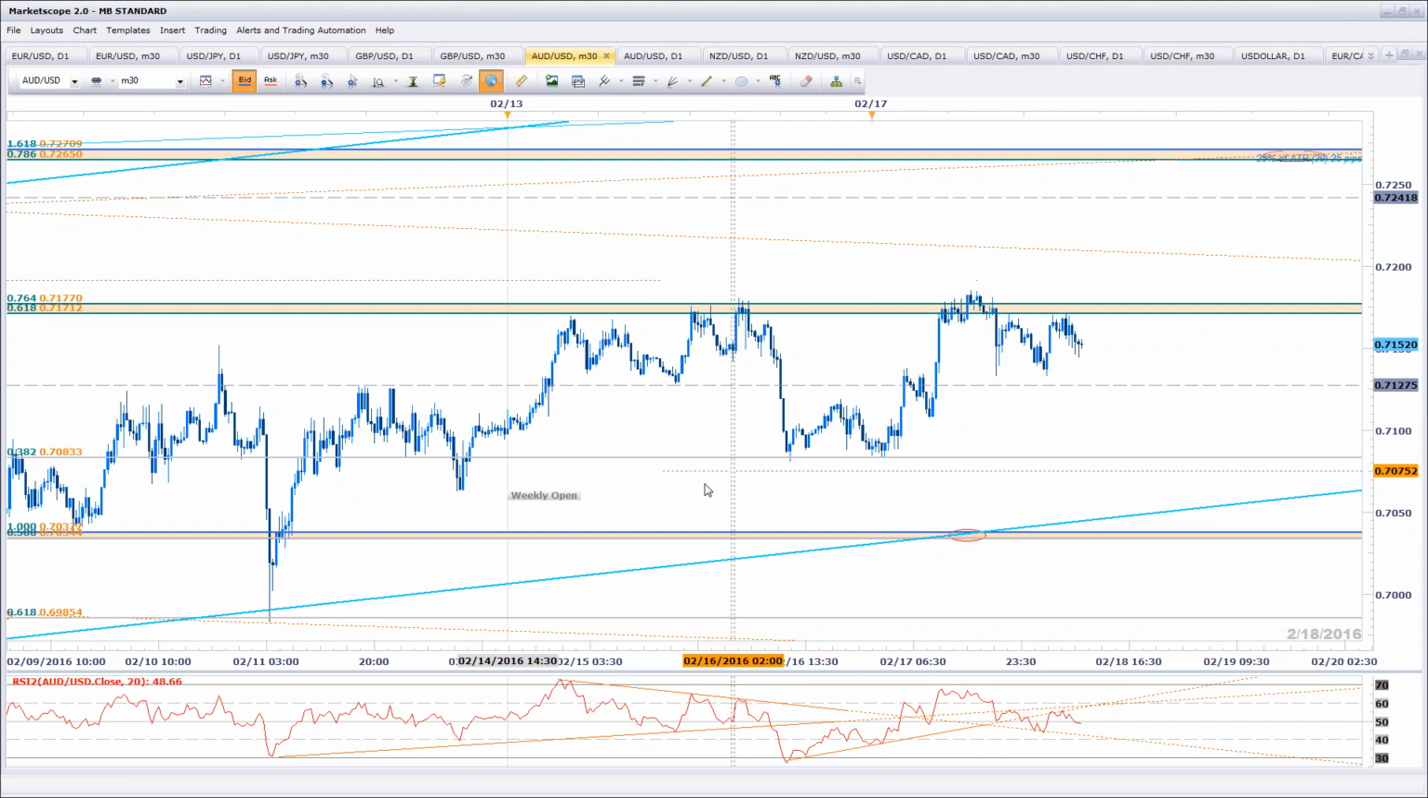Although, to be honest with you, as I noted in yesterday's piece, I'd still rather be buying pullbacks within this range, but you get the picture.